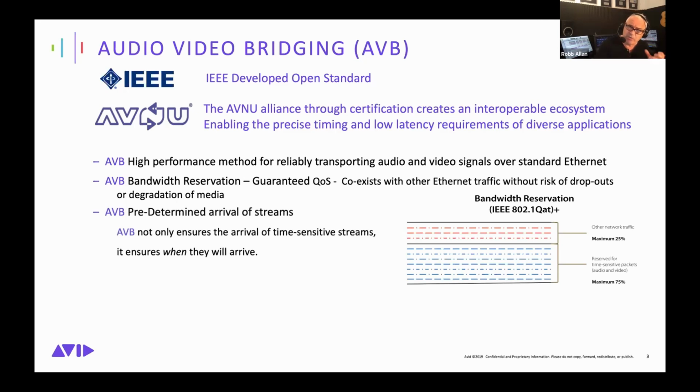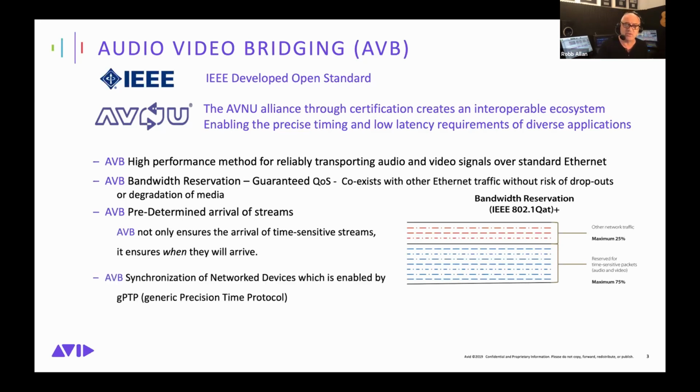And that means we have a predetermined arrival of streams. AVB not only ensures the arrival of the time-sensitive streams, so it's going to get there whatever happens, without any problems, it also assures when it will arrive. Which is really important in audio, of course, because that means we have the synchronization of the networks, the synchronization of the devices on the network.